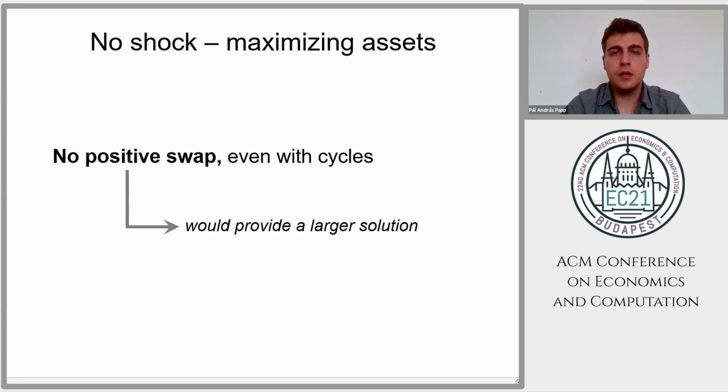And actually, one can show that it's still not possible to have a positive swap, even with any kind of cycles in the system. The proof for this is a bit more technical, so we're not going to go into details with that. But essentially, one can analyze different cases here based on how the payment changes on the swap contracts. And one can show that essentially we can construct an even larger solution in the original system, which is a contradiction. So in this no-shock situation, you cannot have positive swaps in any network.